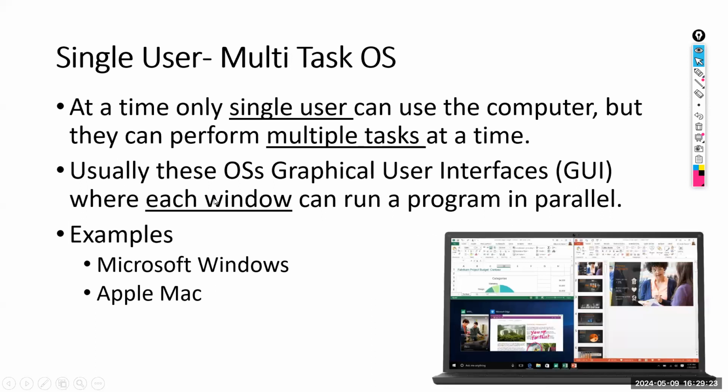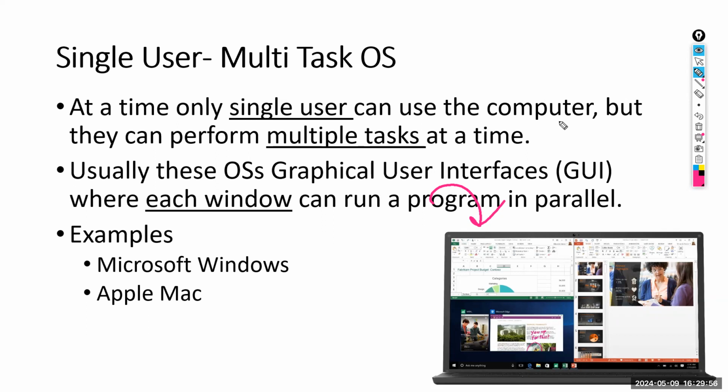Right, next one is single user multitask. A very good example is Windows or Mac OS or any of your smartphones. Only a single user can log into the system at a time. If you want to log in and there's already a user, when you log in, the other user is forcefully logged off.